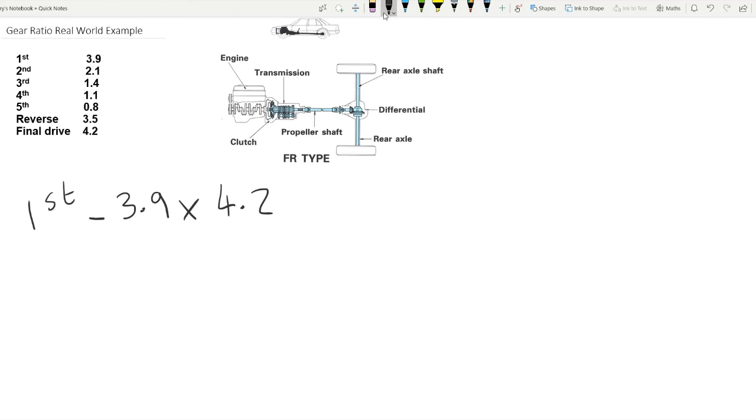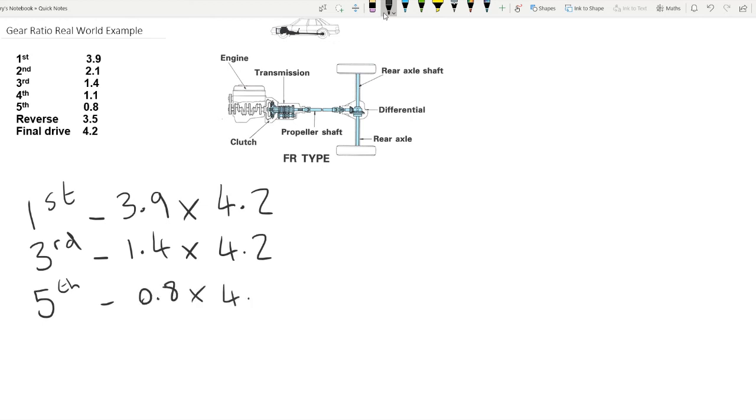Rather than run through every single gear, I'll skip a couple of gears. So we'll look at third. So that gear ratio is 1.4 multiplied by 4.2. And we'll look at fifth. And that gear ratio is 0.8 multiplied by 4.2.